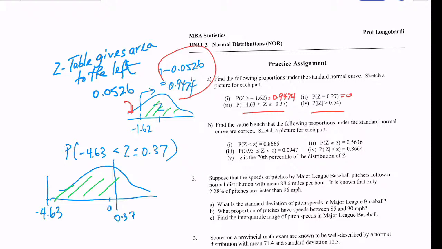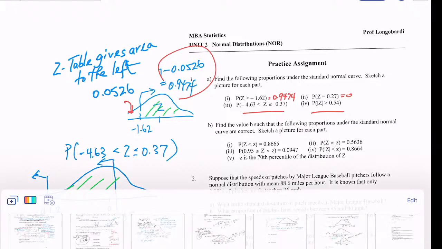To solve this using the tables, you need to get two probabilities and then subtract the larger one by the smaller one. When I go to the table and I look for this number, it's not there. Let's see what I mean. 4.63, let's see.